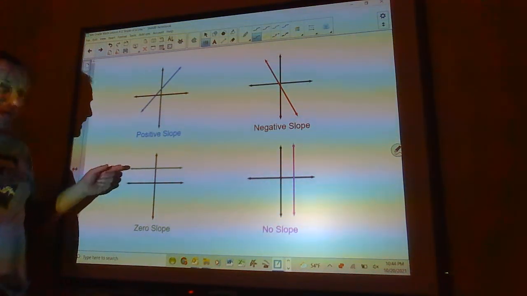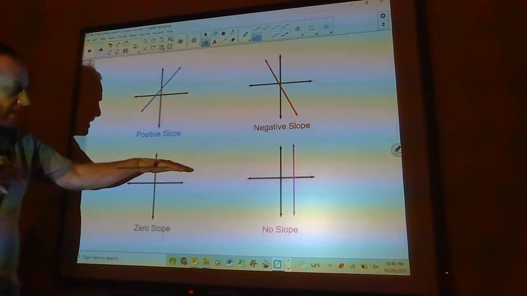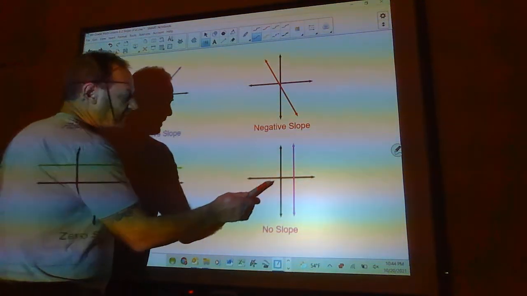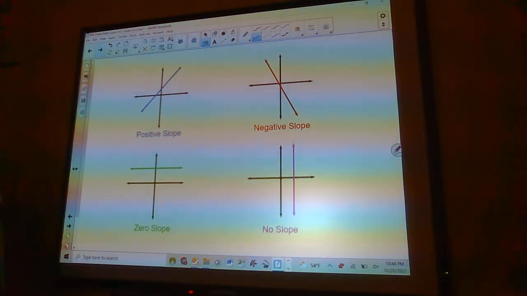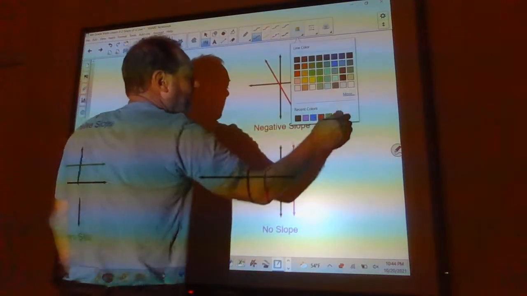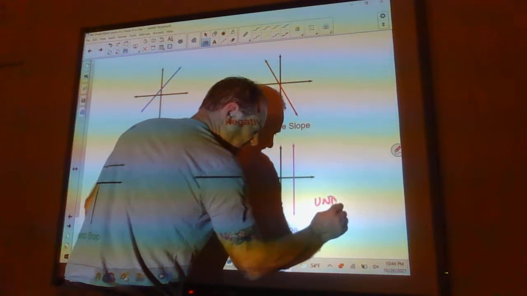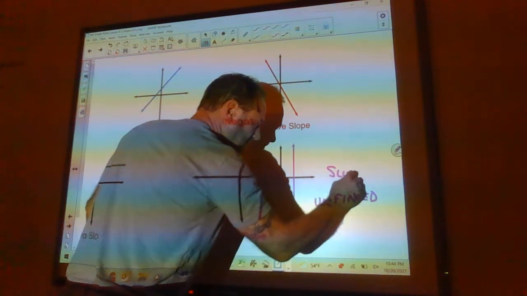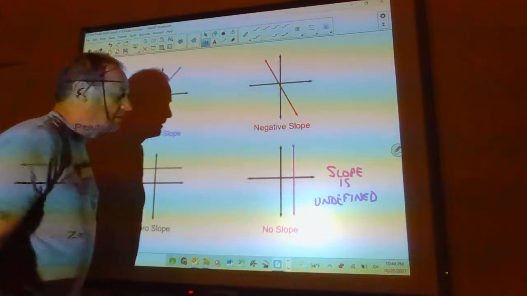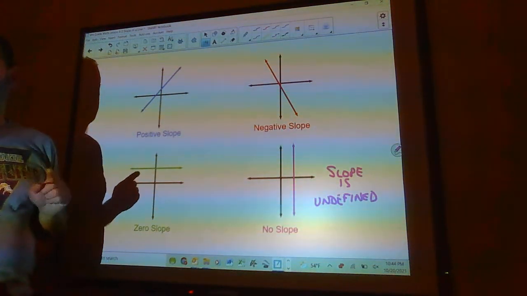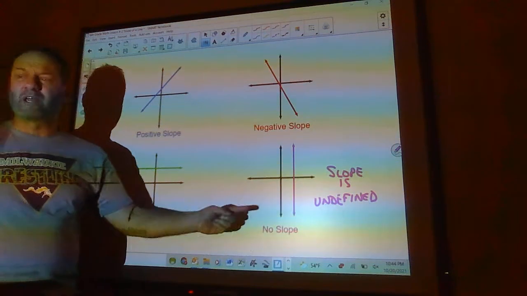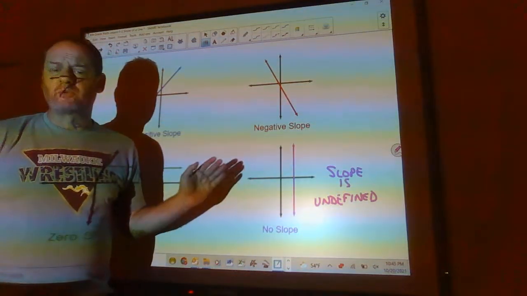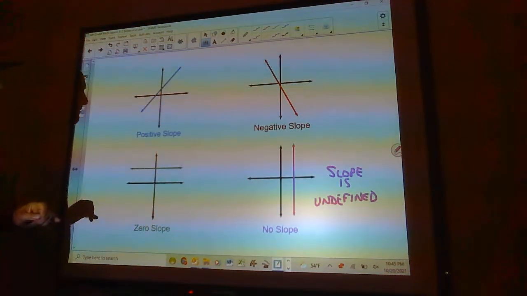This green line here has a slope of 0. It's not steep at all. It's just completely flat. And this is the tricky one right here. The vertical line has no slope. A lot of times it's called undefined. The slope is undefined. Now make sure you understand there is a difference between 0 slope and no slope. This one has a slope and the slope is 0. This one does not have a slope at all. There's a difference between those two things.